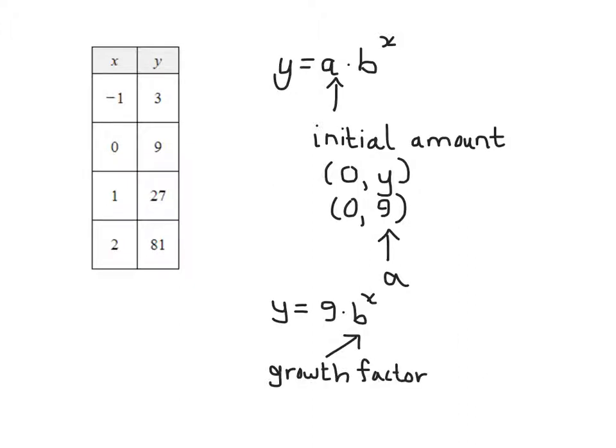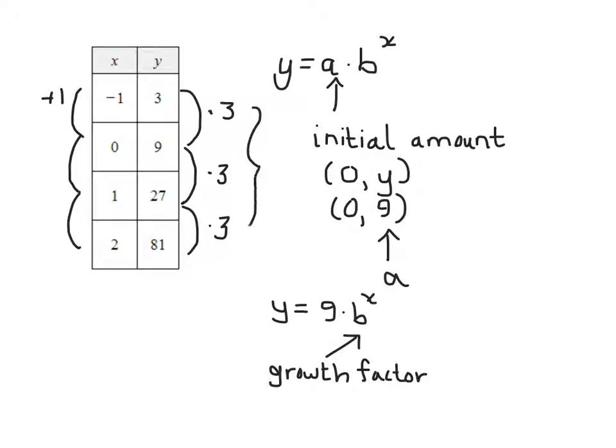Now the next question is, what is the growth factor? The growth factor will be the value of b. When we look at this table of information, we see that as x is increasing by 1, y is multiplying by 3. So when x increases by 1, y multiplies by 3 every time. That's why our growth factor is equal to 3.